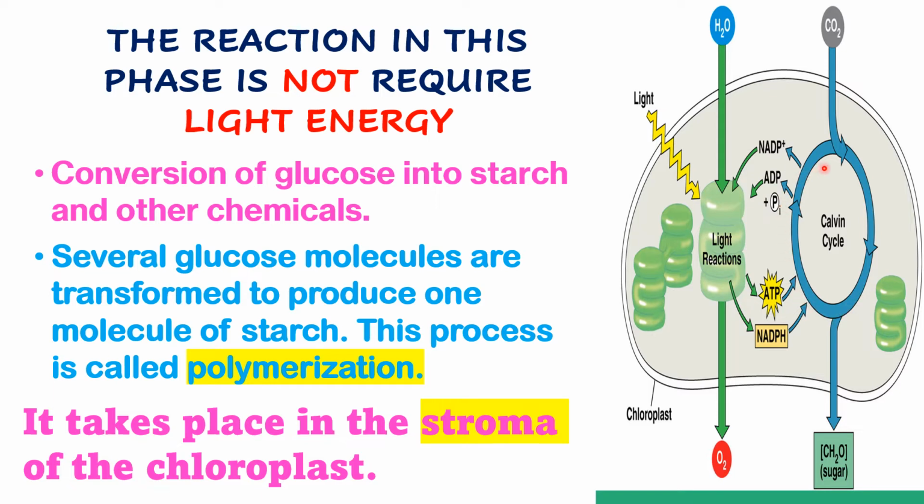Here synthesis of glucose molecules occurs in this phase. That's why that is known as biosynthetic phase. Conversion of glucose into starch and other chemicals also occurs in this phase. Several glucose molecules are transformed to produce one molecule of starch. This process is called polymerization. Very important point. Several glucose molecules are transformed to produce one molecule of starch. This process is called polymerization.